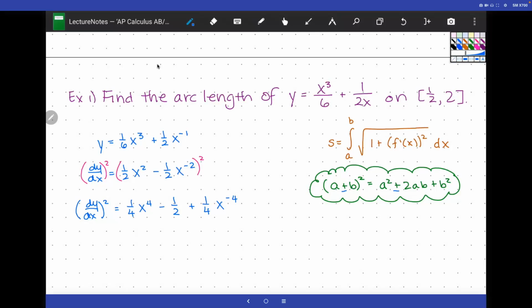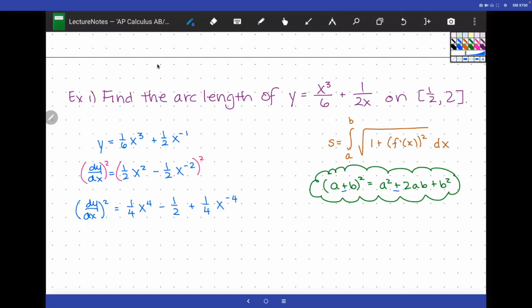So square 1/2 x squared, you get 1/4 x to the 4th. For the middle term, I think of it as multiply a and b and then double it. So if you multiply these two together, the x's will cancel out. You add the exponents, you get x to the power of 0, which is just 1. So 1/2 times negative 1/2 is negative 1/4, but you double it, you get negative 1/2. And then that's where this is. So any questions about squaring?